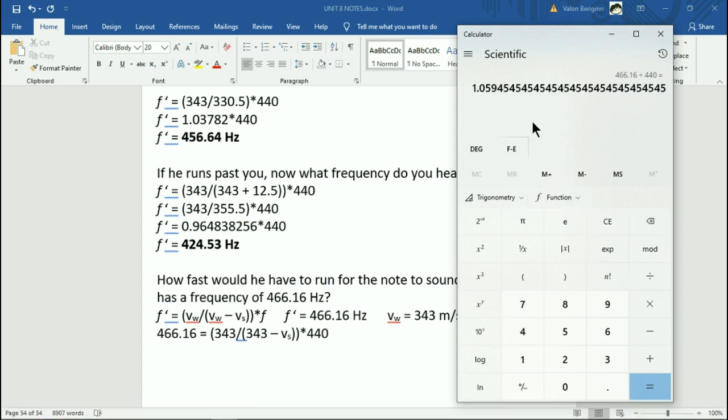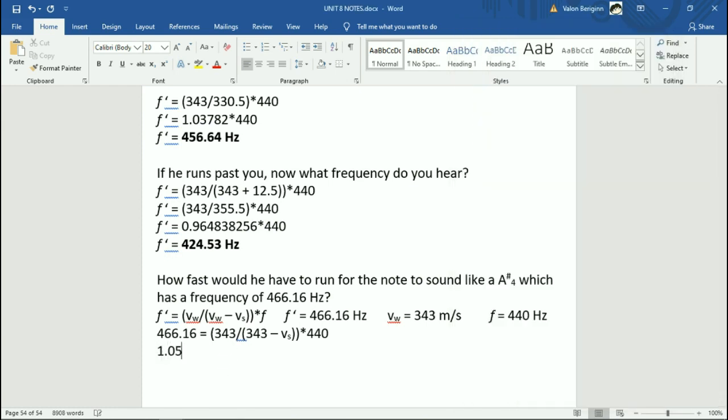We have that, and that's an annoying number to round. You know what? I'm going to be lame and write 1.06. I don't like rounding that much, but I'm at least going to write it that way. You have 343 divided by 343 minus Vs. Then we can cross multiply here. So the 343 in the denominator can come up over here, and I'll divide the 1.06 over. So I have 343 minus Vs equals 343 divided by 1.06.